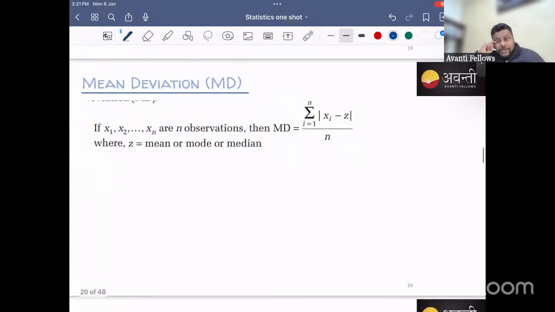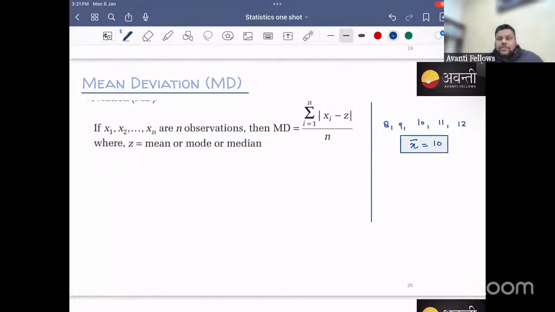Now, what is mean deviation? Let's take an example first of all. Say the runs scored by a batsman in 5 consecutive matches are 8, 9, 10, 11, and 12 with an average of 10.